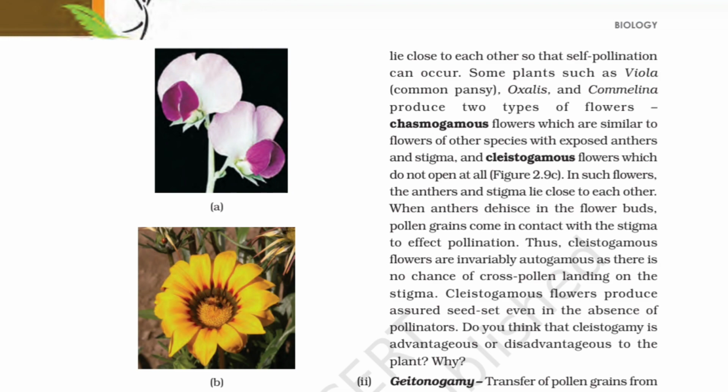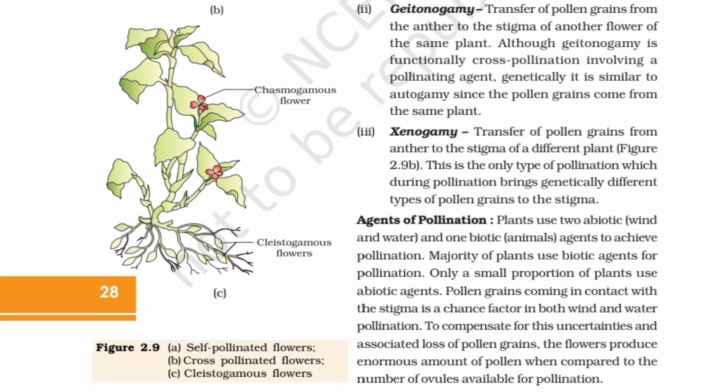Do you think that cleistogamy is advantageous or disadvantageous to the plant, and why? Number 2. Geitonogamy. Transfer of pollen grains from the anther to the stigma of another flower of the same plant. Although geitonogamy is functionally cross-pollination involving a pollinating agent, genetically it is similar to autogamy since the pollen grains come from the same plant.